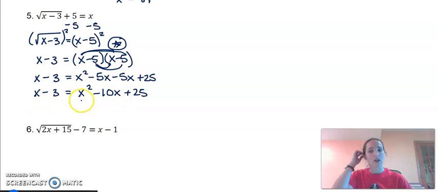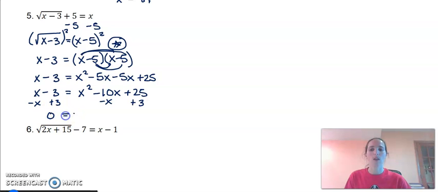Get x together. Notice it's a quadratic, so we're going to get all the x's and set this equal to 0. So I'm going to subtract x from both sides, and I'm going to add 3 to both sides of my equation. So now it's going to be 0 equals x squared minus 11x plus, add those 2 together, 28.